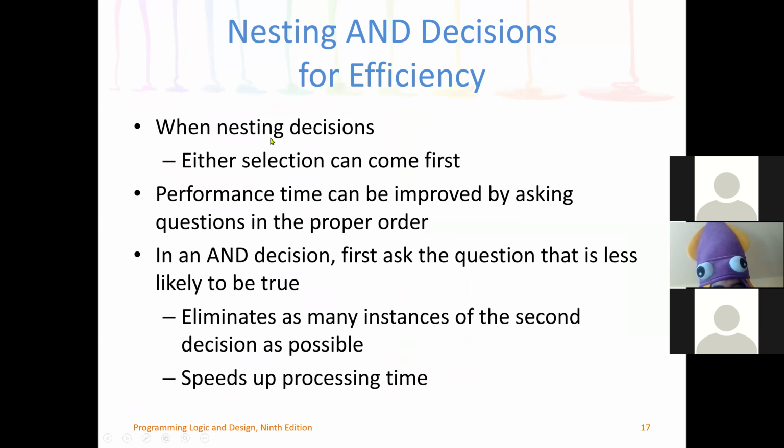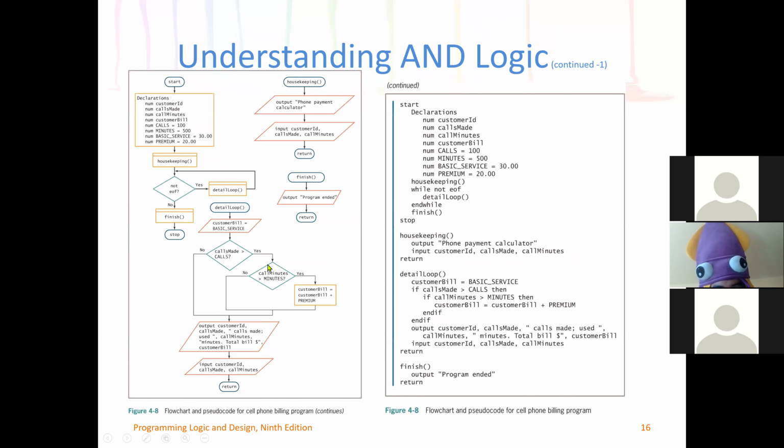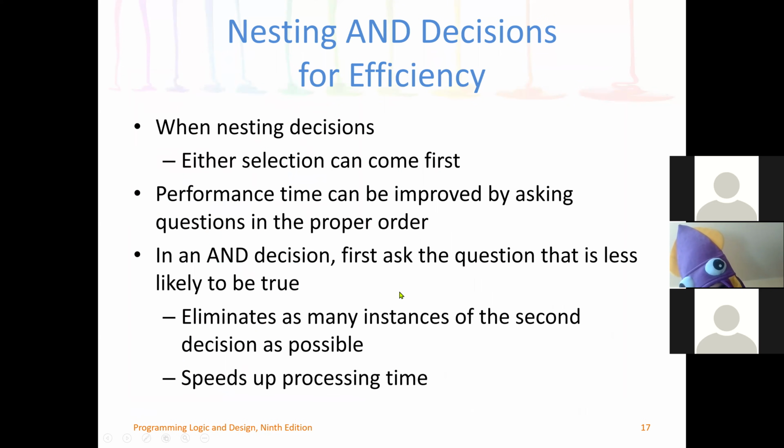So here we say when nesting decisions, either selection can come first, which means I can bring the selection that calls minutes greater than minutes first before the calls made greater than calls. Either condition can come first. Now, the problem is the performance. So here they say performance time can be improved by asking questions in the proper way.